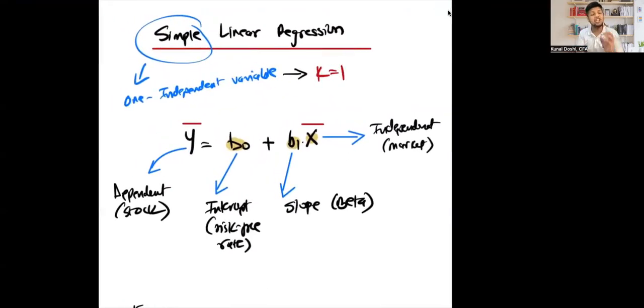Your simple linear regression, if you want, copy this down. I will discuss what each component is. Y is the dependent factor, B0 is the intercept, or you can say risk-free. B1 is the slope, you can use beta. X is the independent factor like market or stock or GDP, whatever you say. Please copy this down, and then I will do the further discussion.